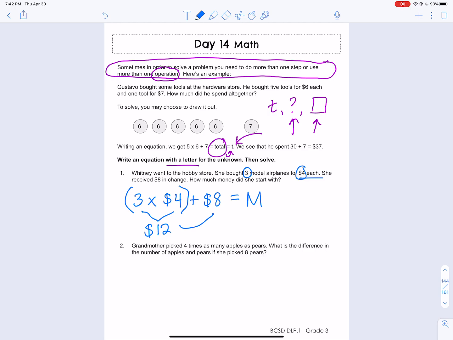So I've done part of the work already. 3 times $4 is $12. Now if I add $12 plus the $8 that she got back in change, the original amount of money that she must have had is $20. So M equals $20.